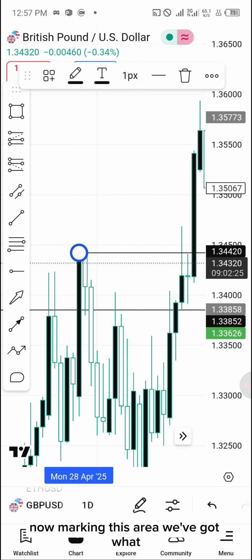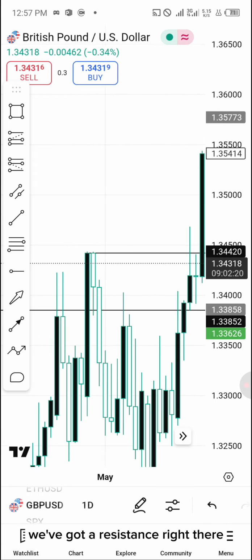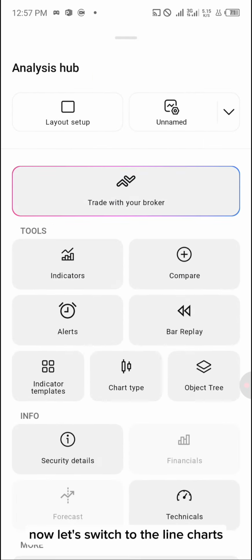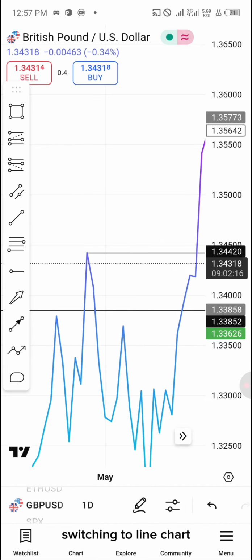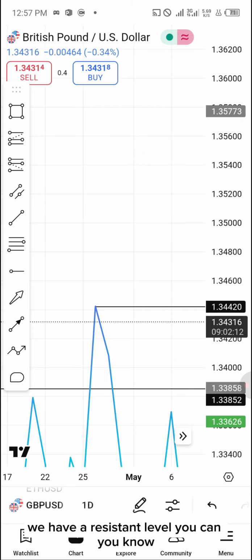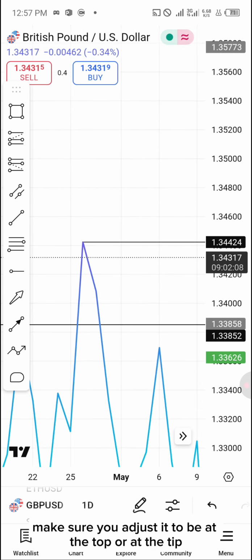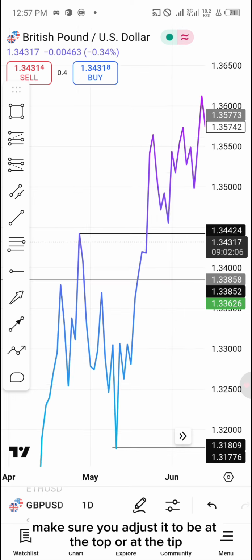Now, marking this area, we've got what? We've got a resistance right there. Now, let's switch to the line chart. Switching to the line chart, you can obviously see that we have what right here? We have a resistance level. Make sure you adjust it to be at the top or at the tip, right?